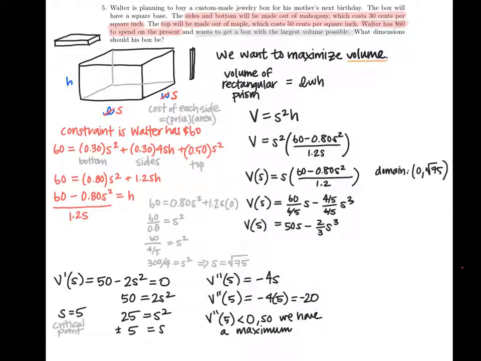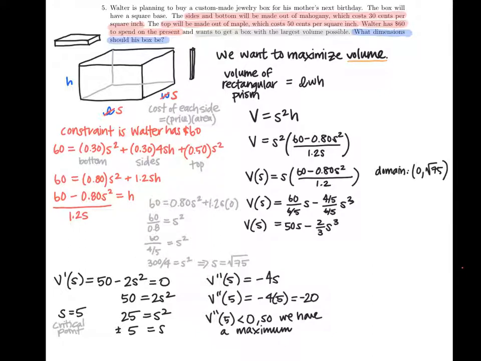Going back, what was the original question? Oh dear, look at that. It says, what dimensions should his box be? Okay, well, we have S, right? We have one of them from our work so far. That's the S equals 5 piece of it. That's where the maximum's happening. We just need to figure out what the H is there.